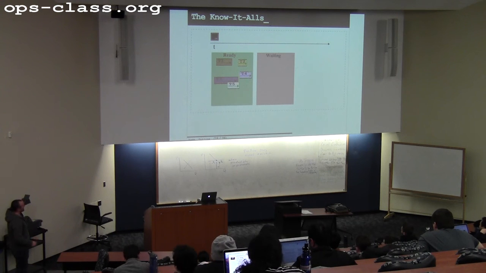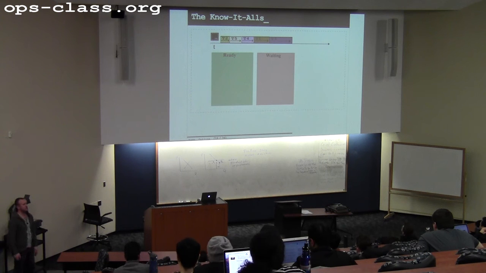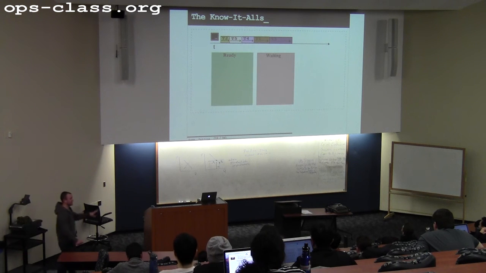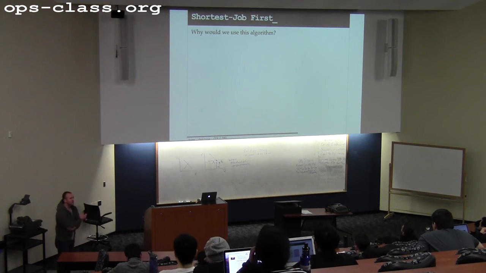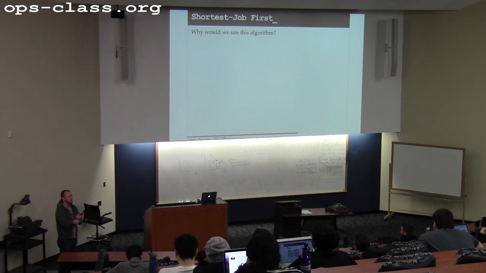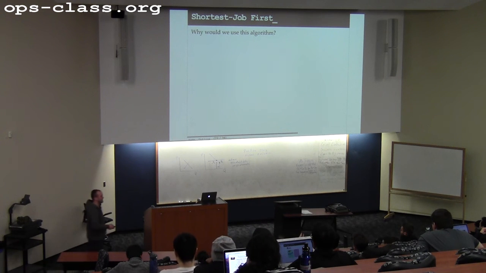So I know this, and what shortest job first does is it just orders the jobs. It runs things in order, from shortest to longest. Okay. And why do we use this algorithm? Like, what is shortest job first actually achieving?